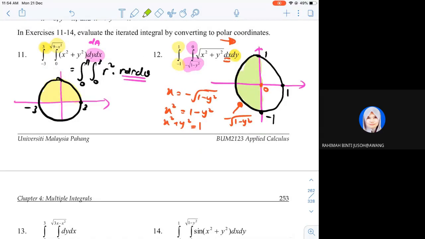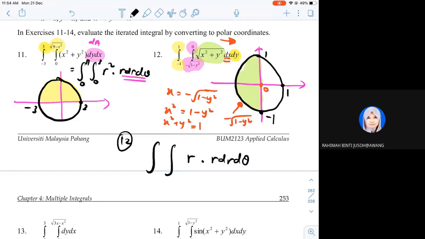So when asked to convert to polar, how do we convert this integration for question number 12? The middle part becomes what? Square root of x squared plus y squared becomes r. Square root of r squared becomes r. Then multiplied by dx dy becomes r d theta, yes, r dr d theta.